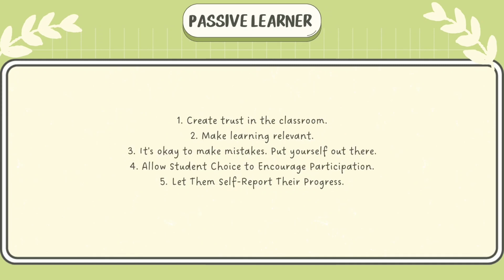For the next is passive learners. First, create trust in the classroom. Second, make learning relevant. Third, it's okay to make mistakes; put yourself out there. Fourth, allow student choice to encourage participation. Five, let them self-report their progress.